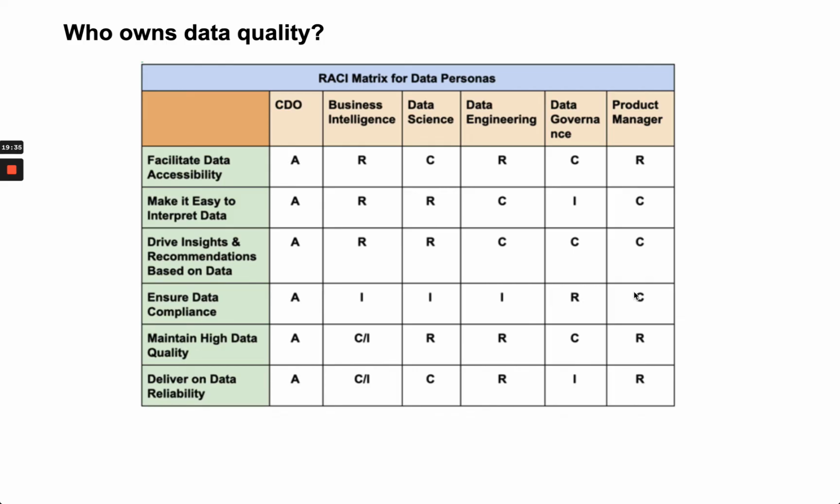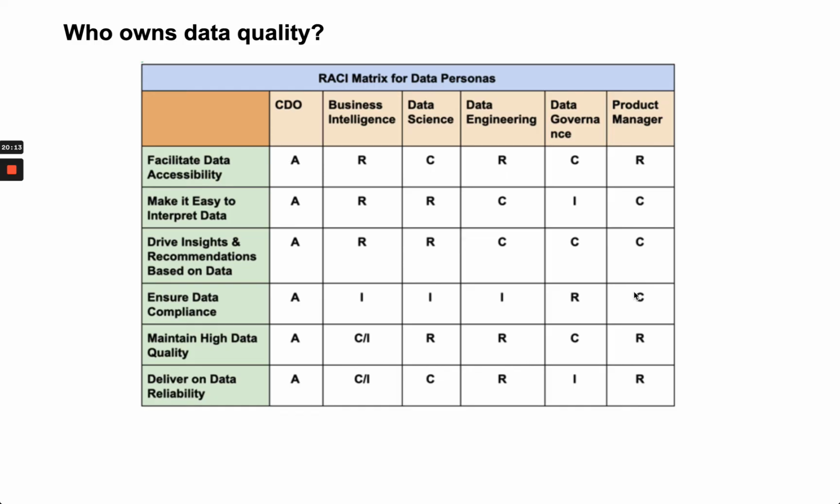So we put together this RACI matrix of data personas across CDO, the executive level, business intelligence, so your analysts, data science, data engineering, data governance, and data product managers. And how we look at it is who is accountable, who is responsible, who is informed, and who is consulted about each element of data quality. And so as you can imagine, the answer isn't simple and it varies. And so we really need data quality and reliability to be an org-wide consideration.